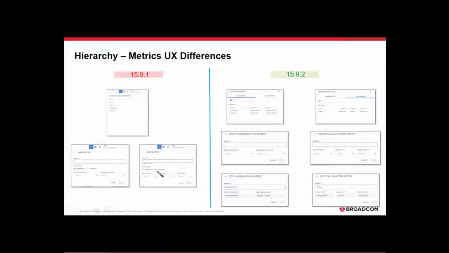In 15.9.2, as part of the GA functionality, we've made it better for our users, where you now have two separate screens for defining your aggregation and calculation. So now when you go into your metrics, you can see aggregation and calculation as two separate tabs. The list of aggregations are clearly defined under aggregation, and same for calculation, which was not the case in the past because both aggregation and calculation were listed at one, which would have caused confusion.